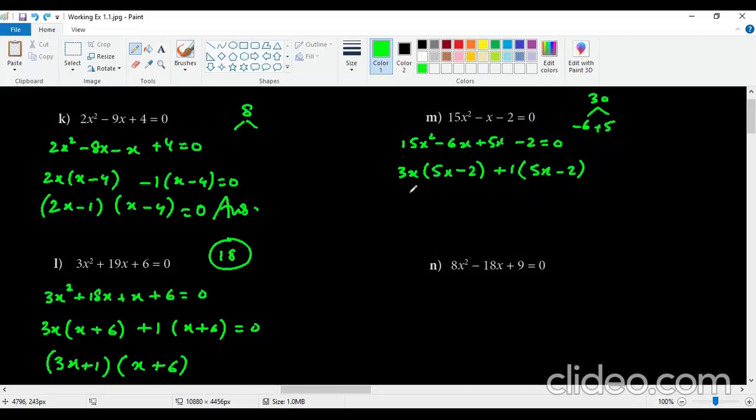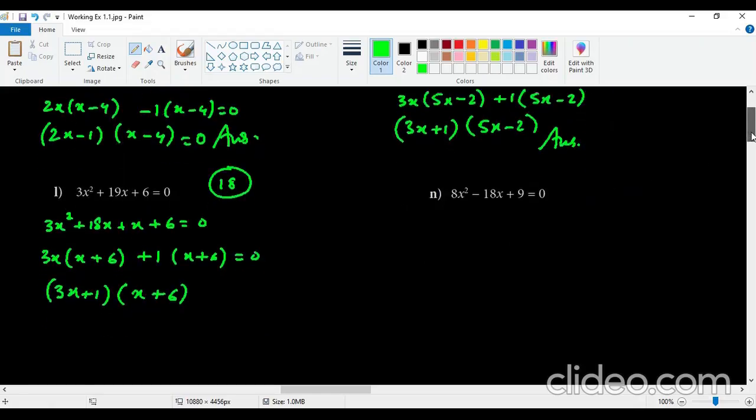Now this one and this one will make one bracket, and in the second bracket you write this one. One time only you have to write 5x minus 2. That is the answer for question number M. Moving on to question number N.